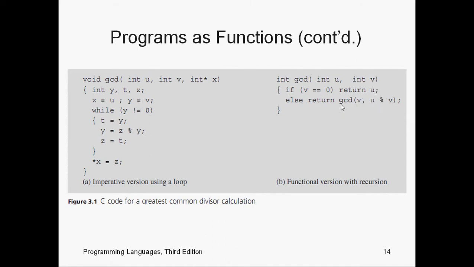So it's going to keep going through until it calls the greatest common denominator of something and then 0 here. Because if 0 is the second value, then it must be the greatest common denominator, because anything with 0 as the second value passed in is going to be the greatest common denominator. So you can see here how these two versions of the same function perform the same task, but because this is functional, it does it through recursion rather than through a loop.